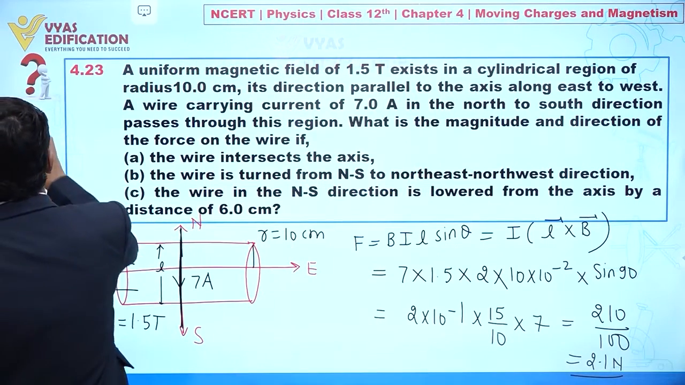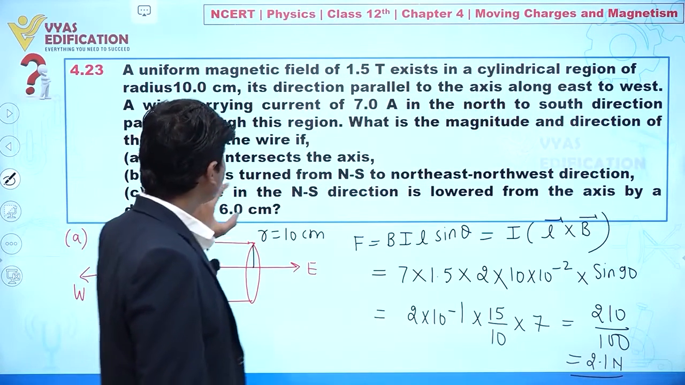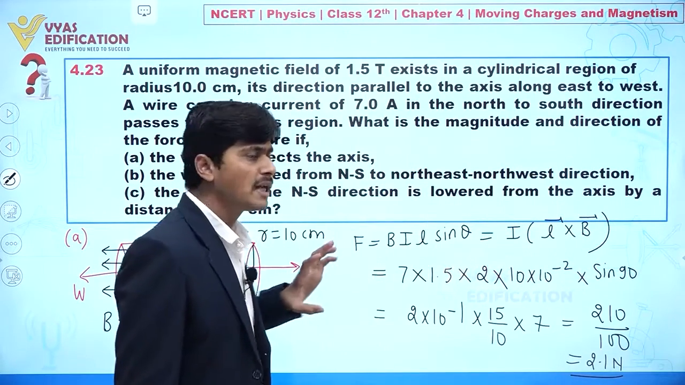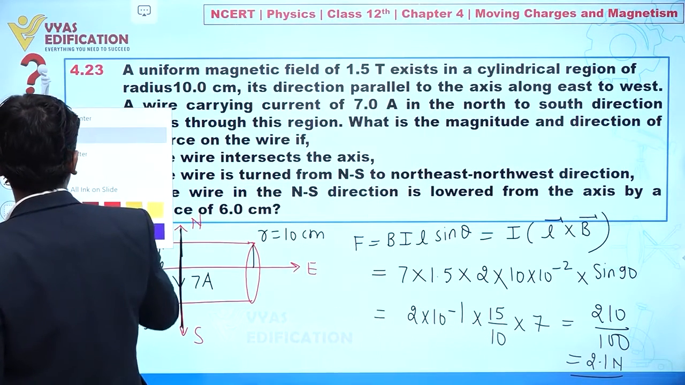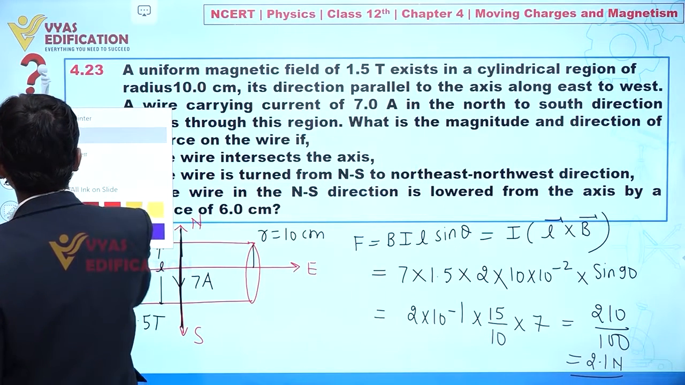Clear to you? Now we are going to discuss part number B. If this wire is turned from north south to northwest or northeast direction. Clear? Now let us try to understand what will happen in the second situation. Clear? Let's suppose if I draw again a new diagram, it will be better for us.